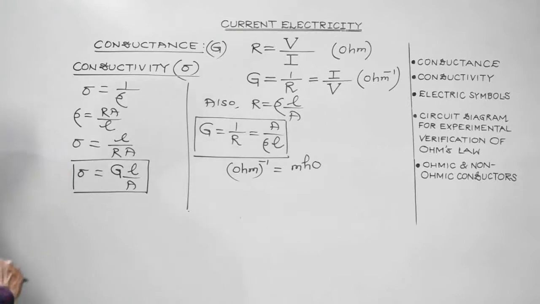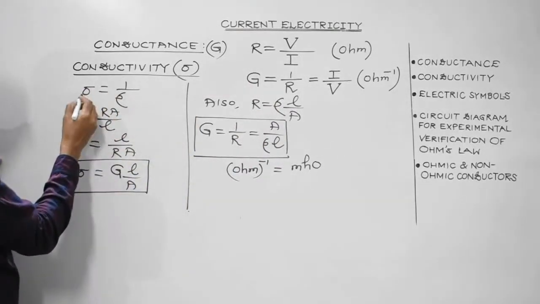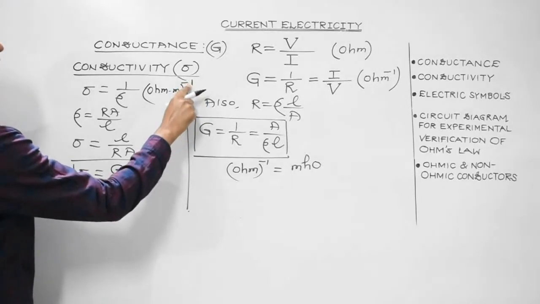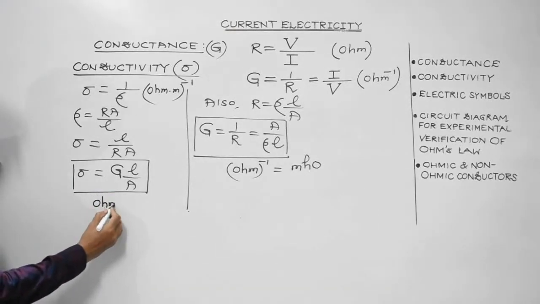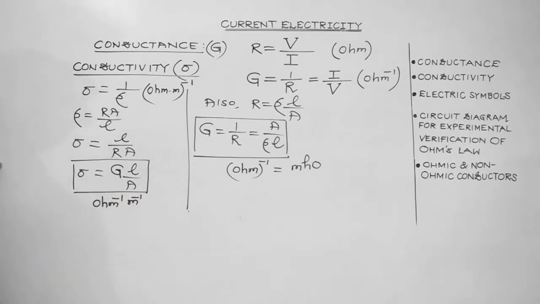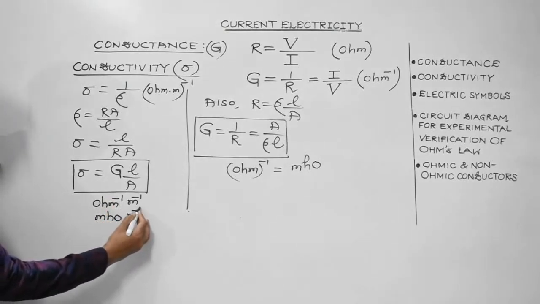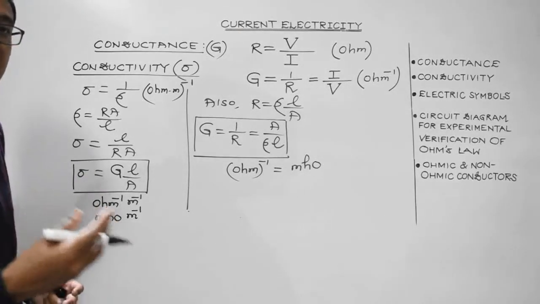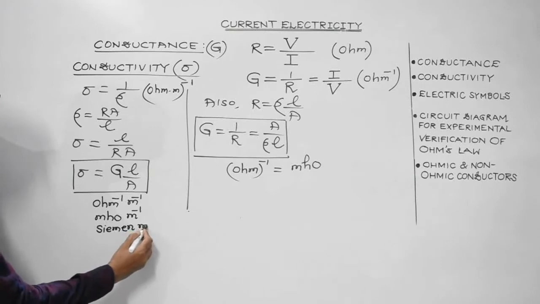Right, students? So regarding its SI unit, you are aware the SI unit of resistivity is ohm meter. So the reciprocal of resistivity would be ohm meter inverse. This is the SI unit of conductivity. So the SI unit of conductivity is ohm inverse meter inverse, or as I stated earlier, ohm inverse is also known as mho. So it may be written as mho meter inverse. Mho, students, actually ohm inverse is also known as siemens. So it can also be written as siemens meter inverse.